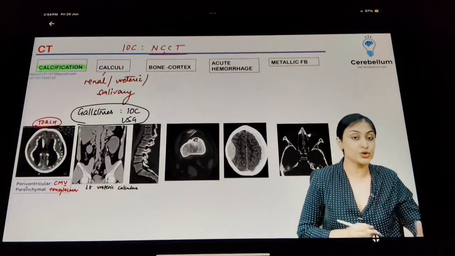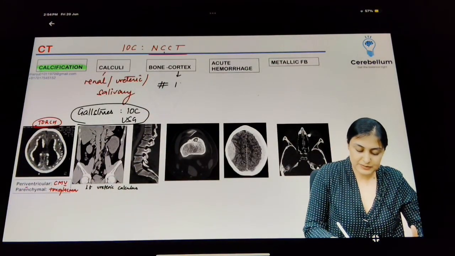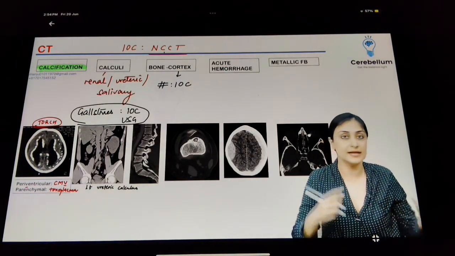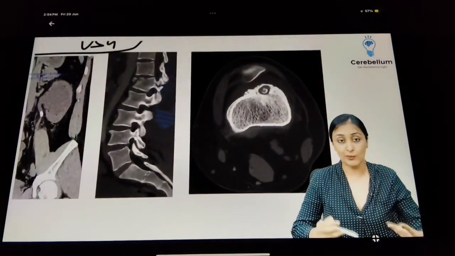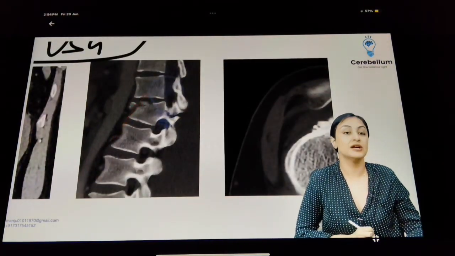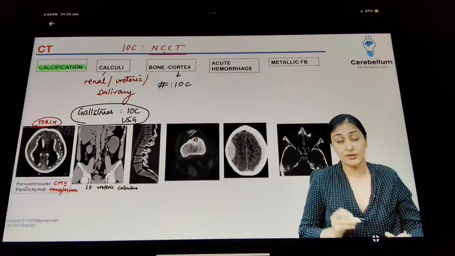Okay. Next, bone cortex, especially fracture. If they ask me what is the investigation of choice for fracture, it's always a CT scan. The first investigation for a fracture is X-ray, but the best investigation is a CT scan, especially in complicated areas like the spine where X-ray might not be reliable. Can you appreciate there is a fracture of this particular vertebra? All right, so for fracture, the best is a CT scan.